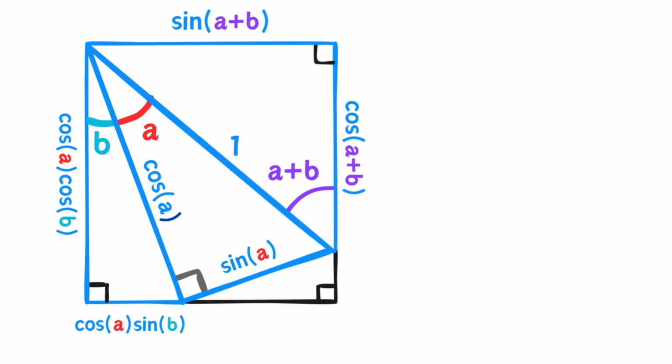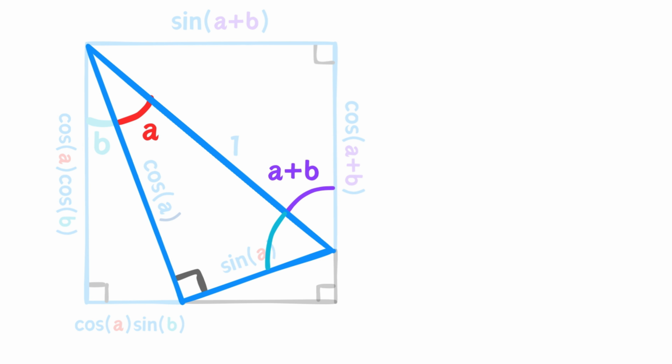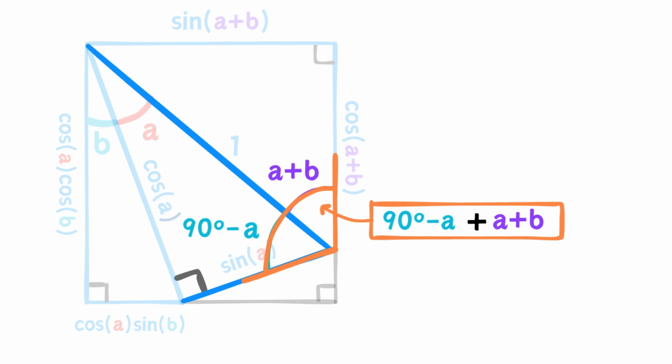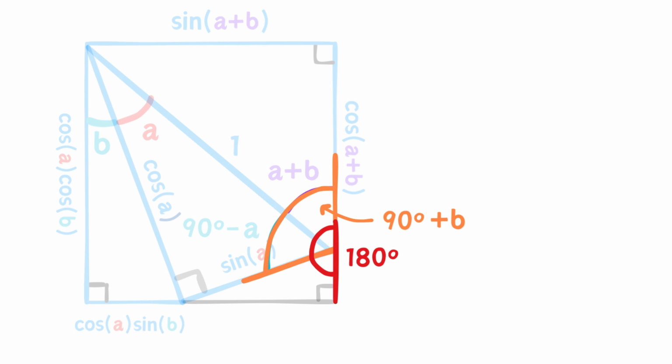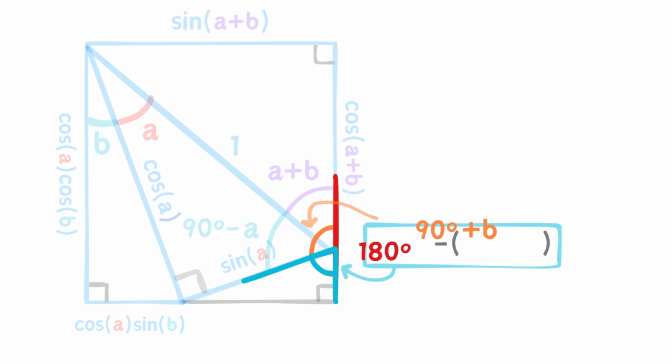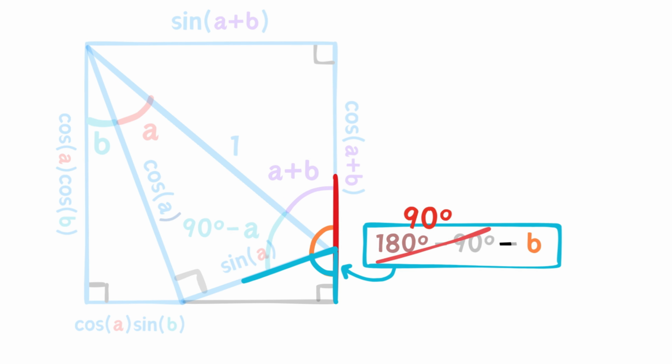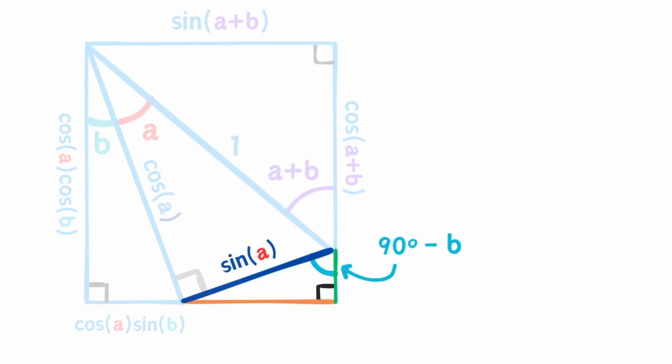But first, we need to solve for some more angles. Over here, we know that this turquoise angle must make 90 degrees with A, since they're in the same right triangle. So this total angle here is 90 minus A plus B degrees, which simplifies to 90 plus B degrees. We know that a straight line has 180 degrees, so that means this little angle down here must be the difference between 180 and the orange angle, or 90 minus B. And of course, since we are in a right triangle, that means this angle plus that bottom angle equals 90, so the bottom angle must be B.